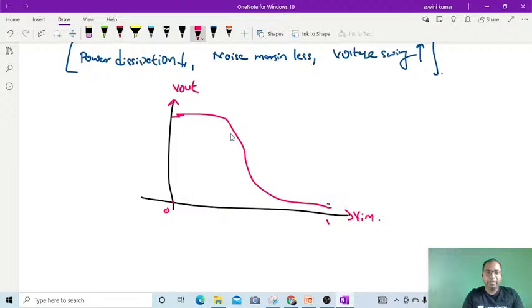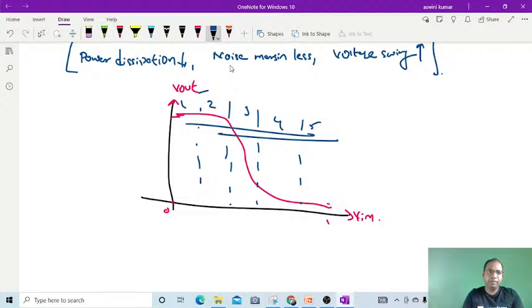And later onwards, we divide this into 5 different types of regions: regions 1, 2, 3, 4, 5. So in each and every region, what is the operating condition of the P MOSFET and N MOSFET, all these things will be discussed. Okay. And is the power dissipation of CMOS less, or ECL?